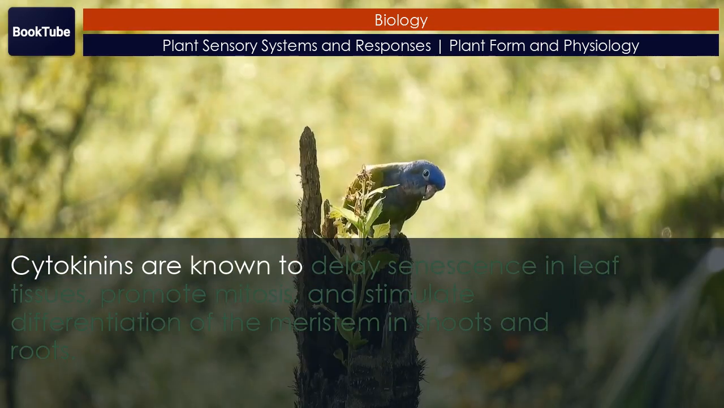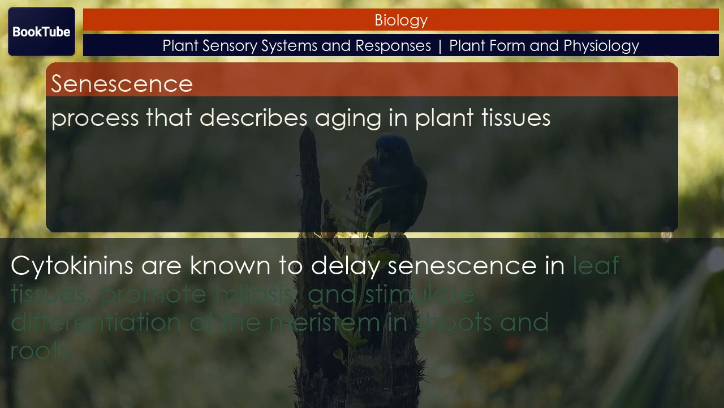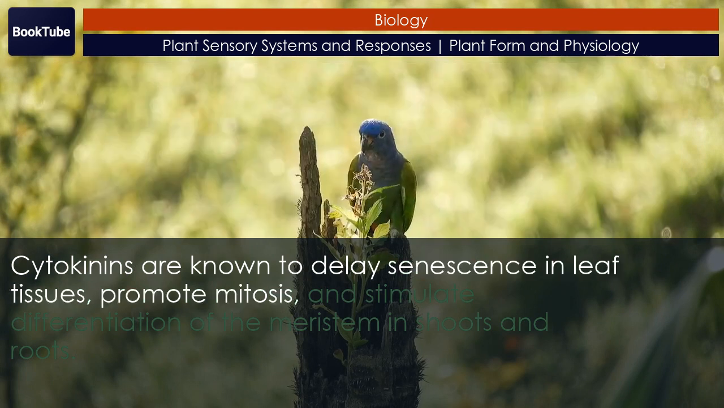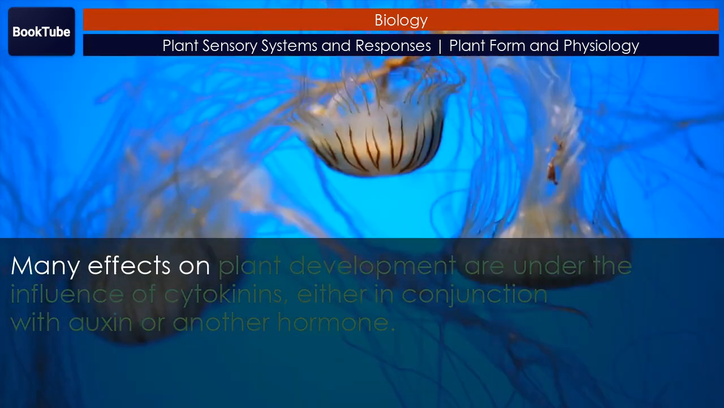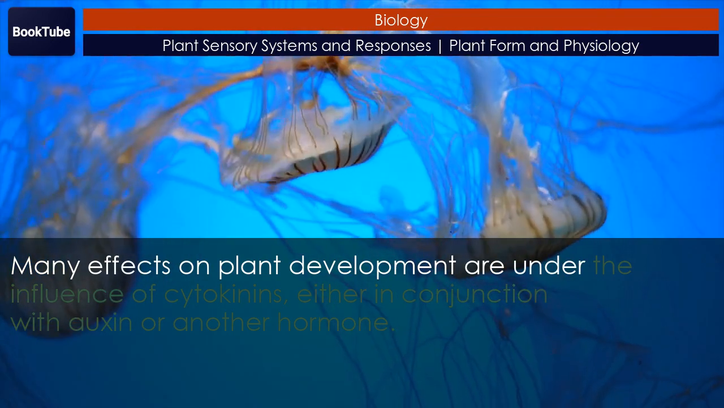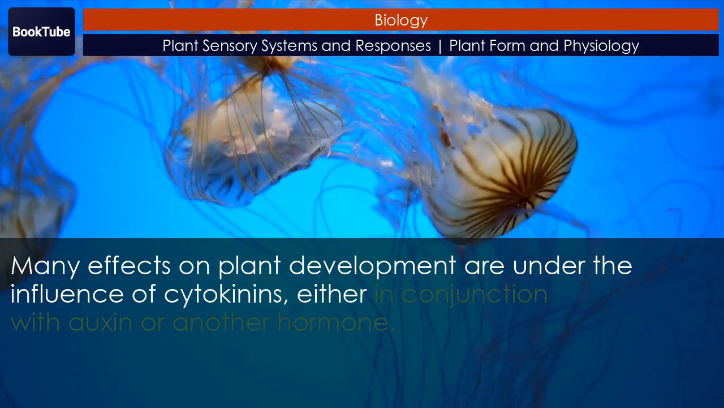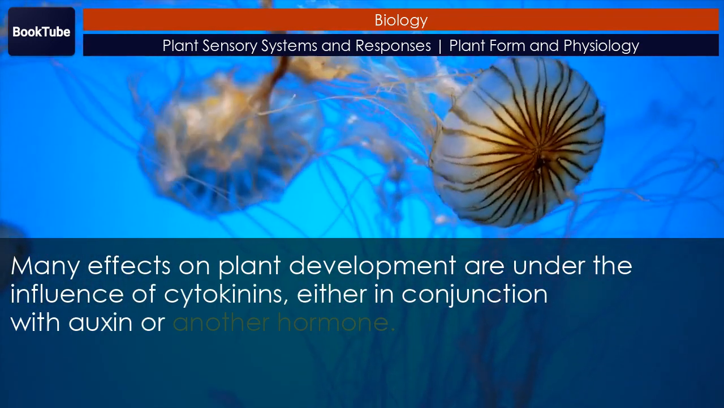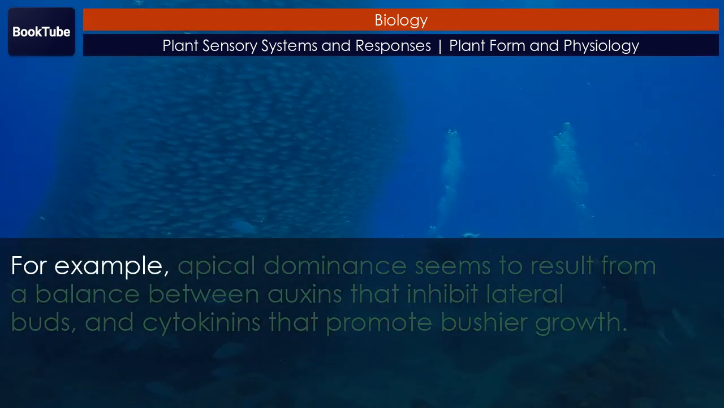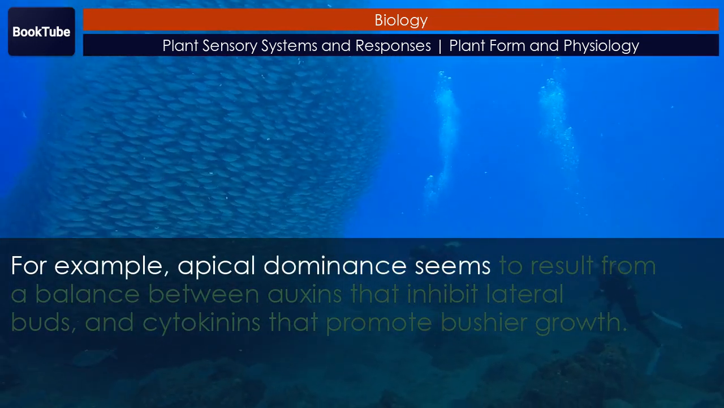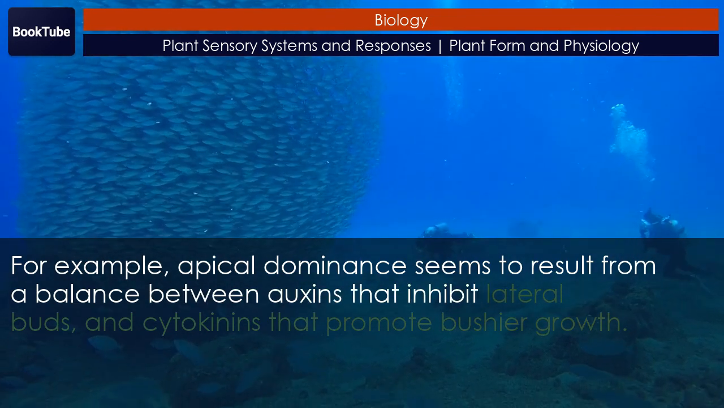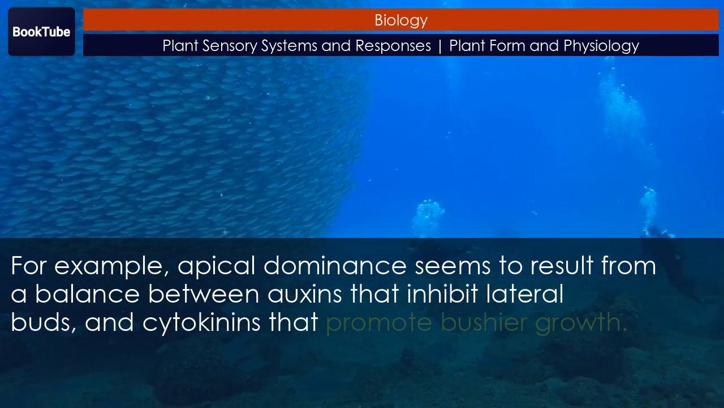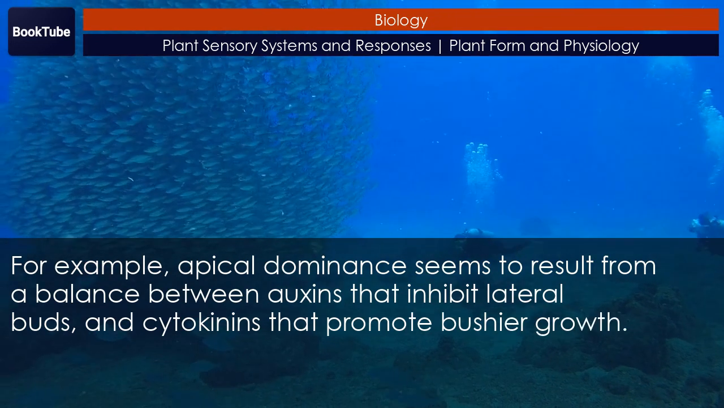Cytokinins are known to delay senescence in leaf tissues, promote mitosis, and stimulate differentiation of the meristem in shoots and roots. Many effects on plant development are under the influence of cytokinins, either in conjunction with auxin or another hormone. For example, apical dominance seems to result from a balance between auxins that inhibit lateral buds and cytokinins that promote bushier growth.